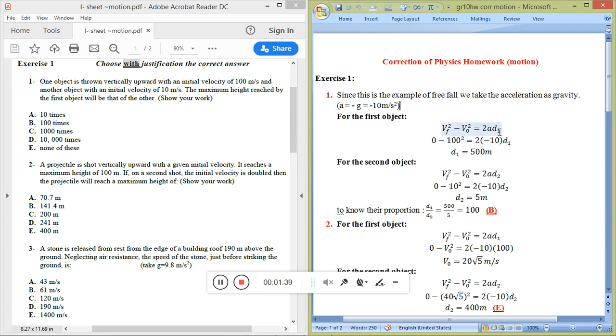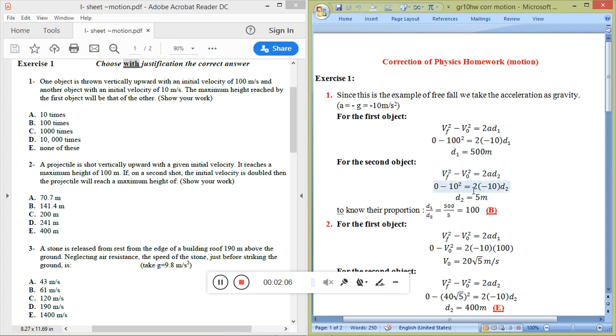We use the time independent equation. The initial velocity is given, 100. So 0 squared minus 100 squared equals 2ad. The acceleration is minus 10 meters per second squared. Calculating with this method, we get the distance d1 for the first object. Similarly, for the second object, we calculate d2, which is 5.